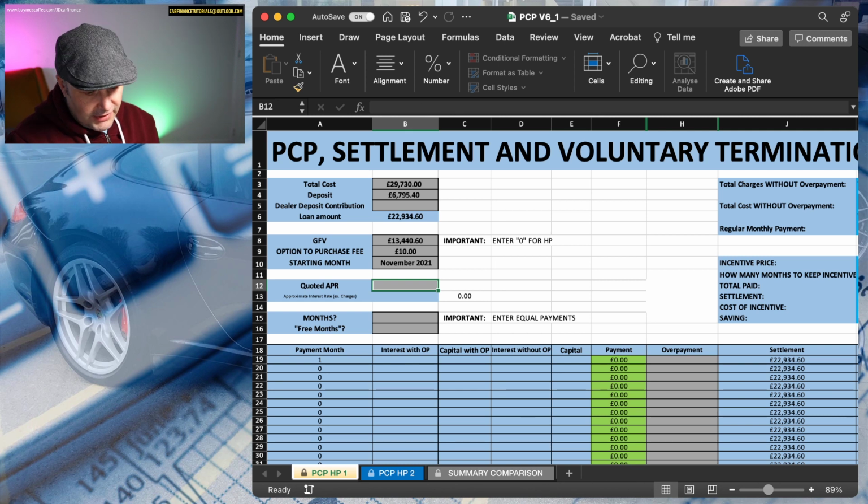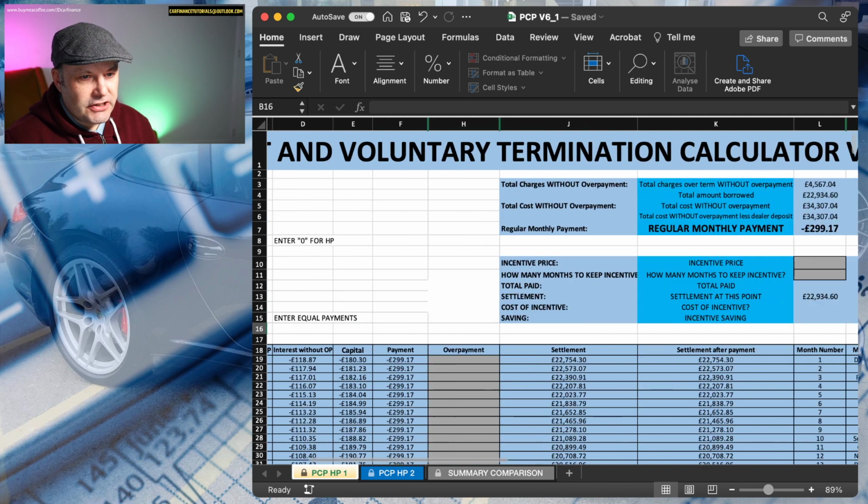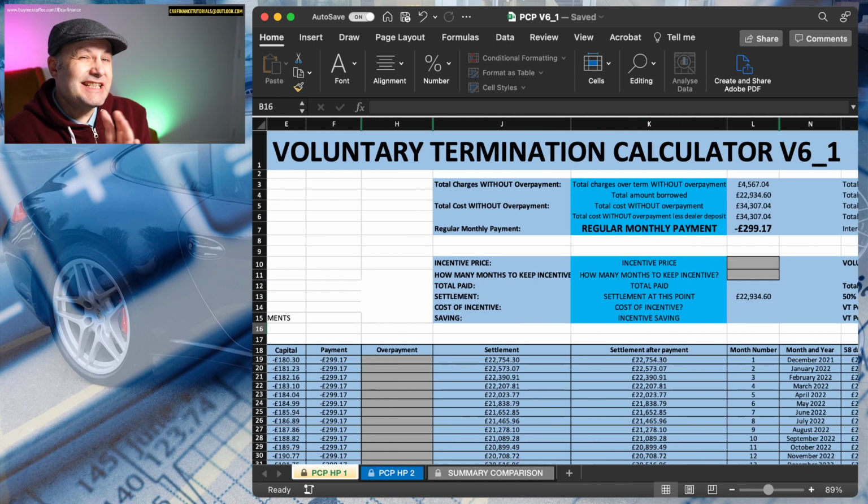And let's say we were going to buy it this month, so that's November 21. Quoted APR, they are quoting 6.4 and the months. So this is important. If you ever use this spreadsheet, this is the equal months, not the overall. So in this case, it was 47 equal payments. The spreadsheet is coming out. Oh, there you go. Look, it's always slightly out because there's rounding errors and things, but the spreadsheet is telling us 299.17. They are quoting 299 dead. Okay, that's fine. So we know the spreadsheet's working.